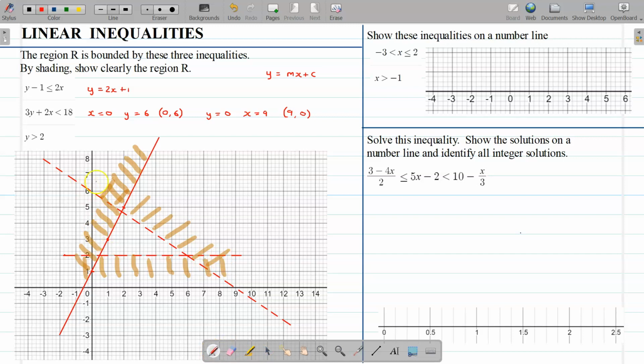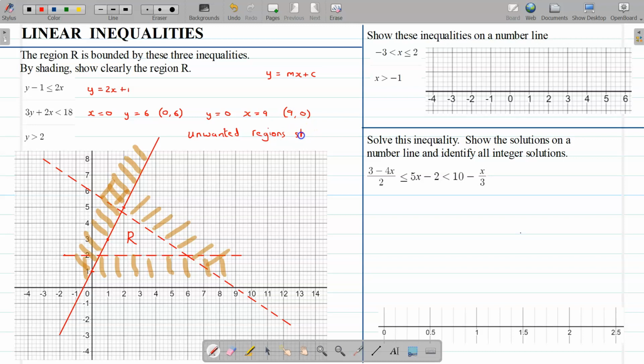Just to be absolutely clear, I'm going to make a statement that unwanted regions are shaded.